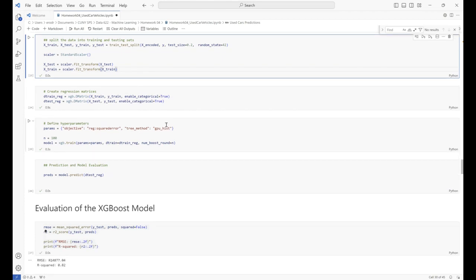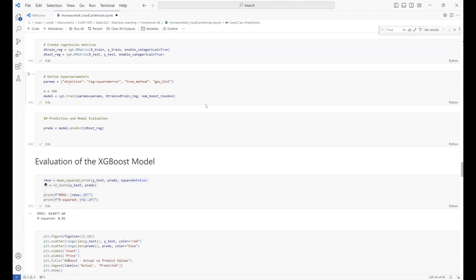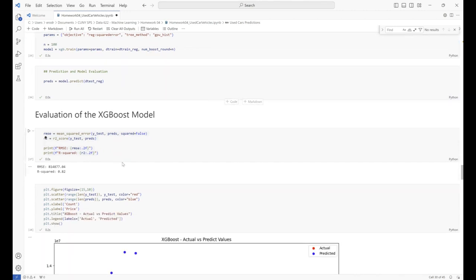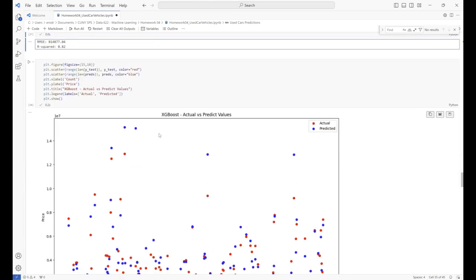So we go through creating the XGBoost model. And when we create our model and we fit our data, we saw that we had an R squared of 0.82, and our mean squared error was actually pretty large at 814,000.